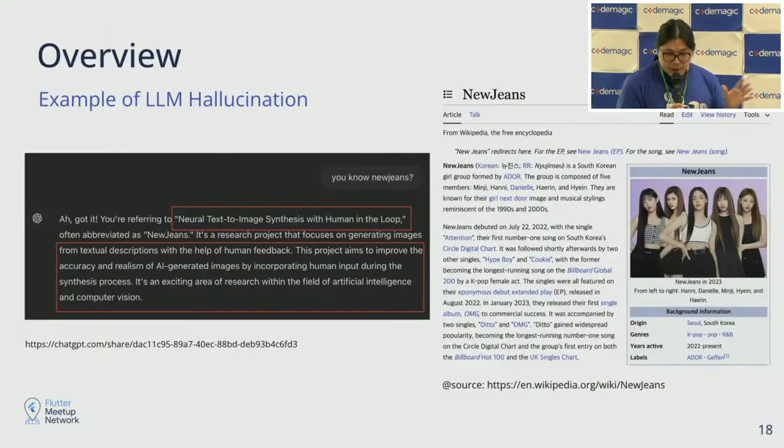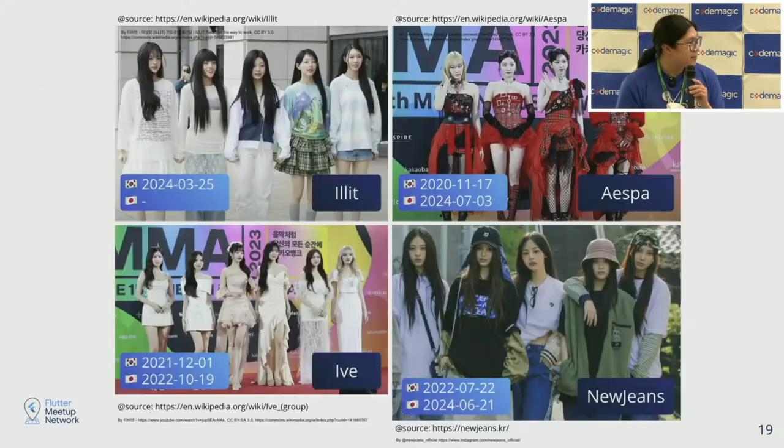For example, I asked an LLM about NewJeans. It defined it as neural text-to-image synthesis with human in the loop. What? It provides an incorrect definition of NewJeans. This is one example of hallucination by LLMs.